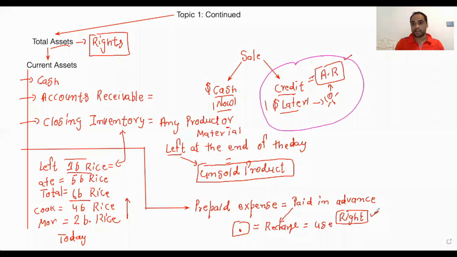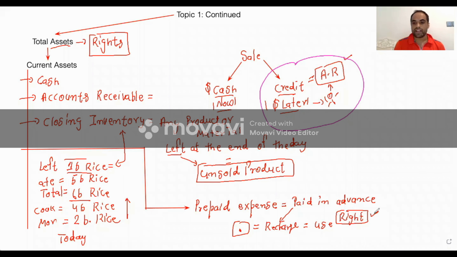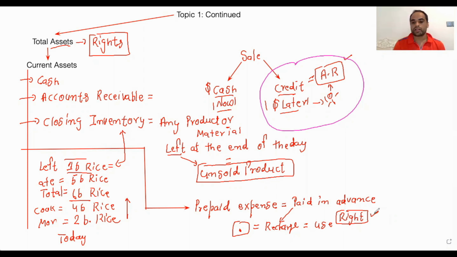You pay tuition fees in advance for every semester or every year. So when you pay tuition fee in advance, it means you have a right to go to school, come to the class, and attend the course you have enrolled in, right? That's the meaning of right.